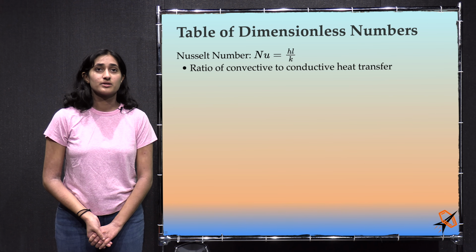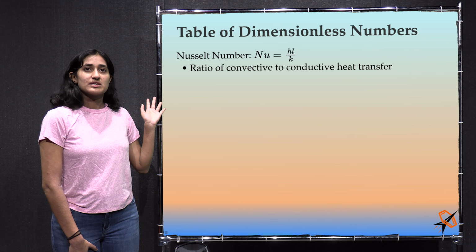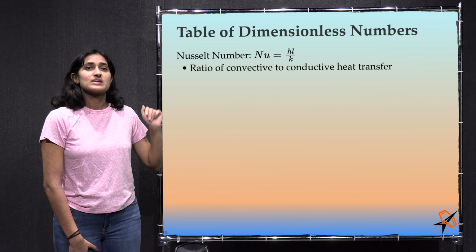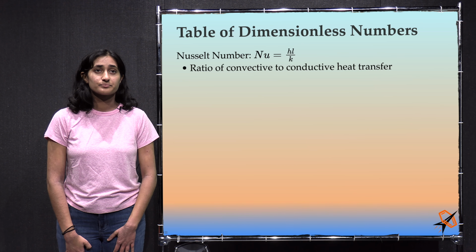First, the Nusselt number. The Nusselt number is equal to the heat transfer coefficient times the characteristic length divided by the thermal conductivity. It is a measure of the ratio of convective to conductive heat transfer, or in other words, the relative importance of convection to conduction in heat transfer.